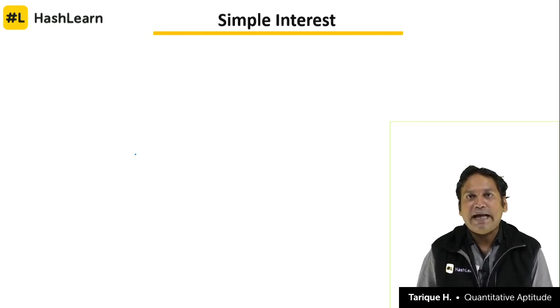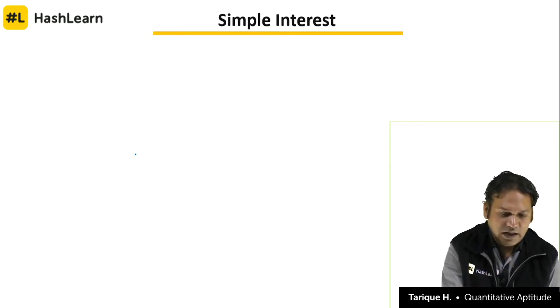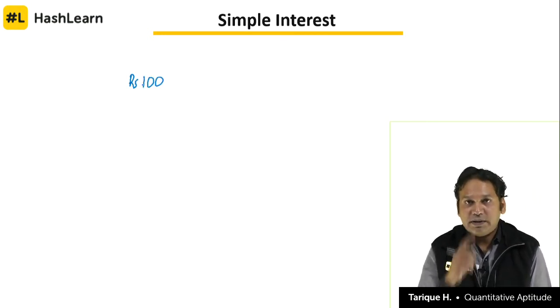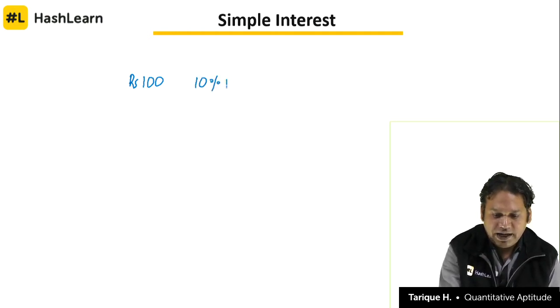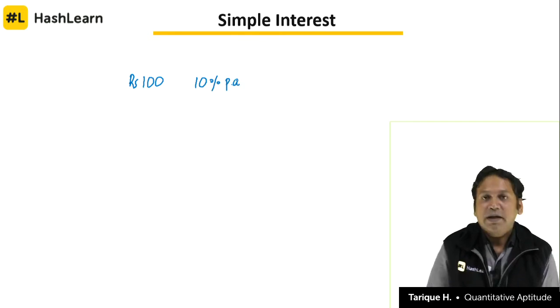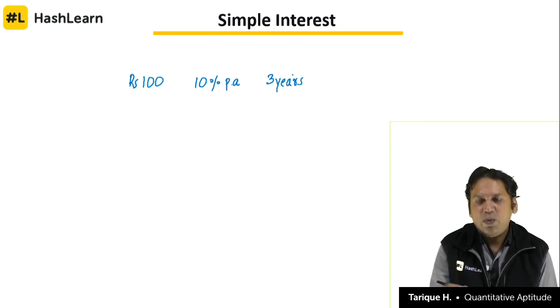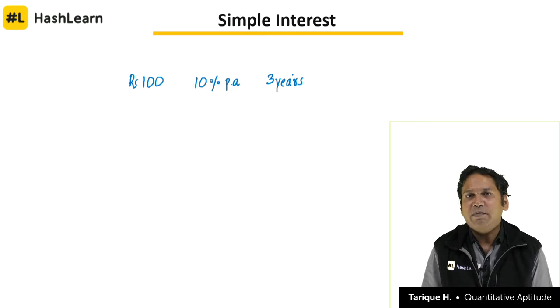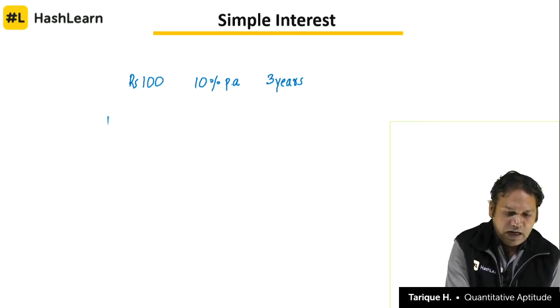What is simple interest? I will start by explaining this concept by taking a case. Let's say that you take 100 rupees and deposit it in a bank, and the bank is paying you 10% interest per annum, PA, and let's say you keep this money in the bank for 3 years. So how will interest be calculated over the period of 3 years? We will break it down and see one by one. Let's start with the first year.